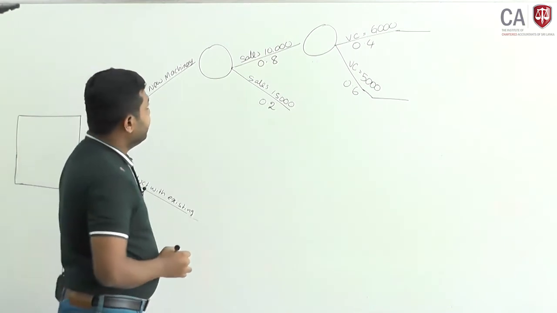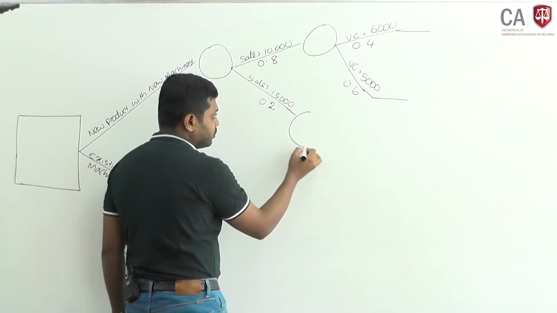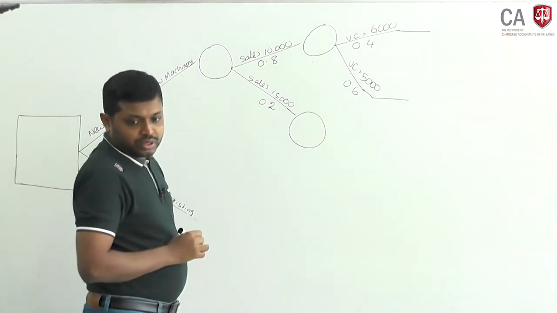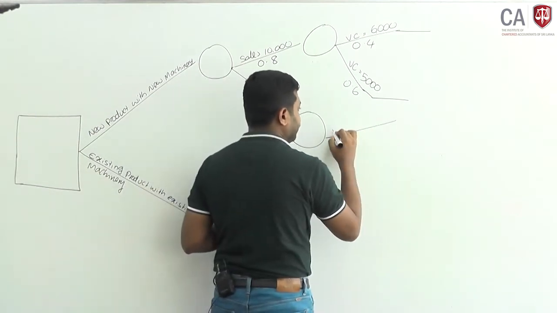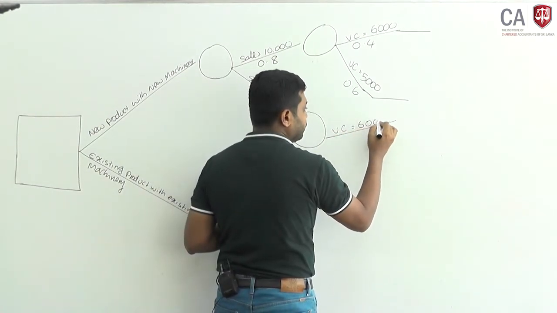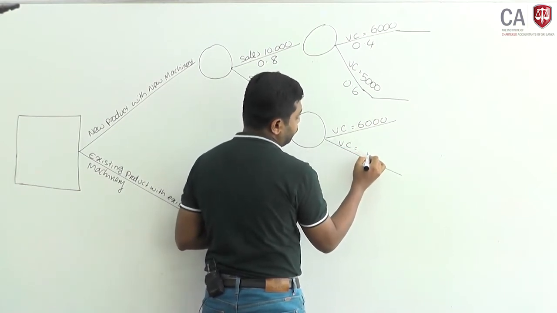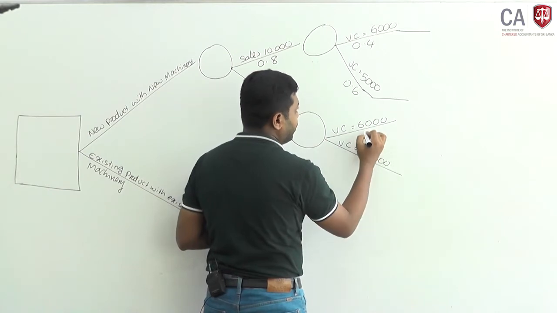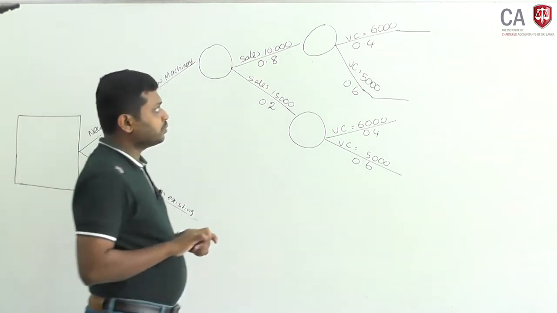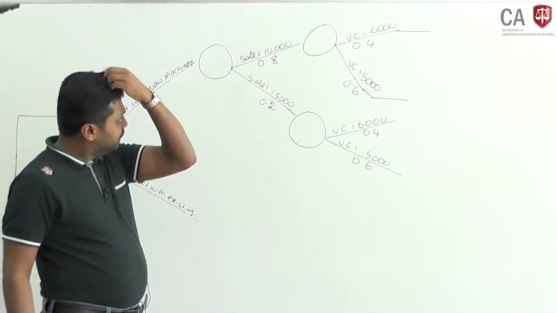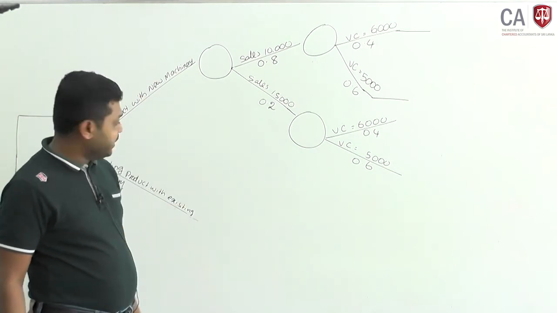Clear? When it comes to here, variable cost also can be either 6,000 or 5,000. Probability here 40%, here 60%. Now we need to decide the values. I will take it later.